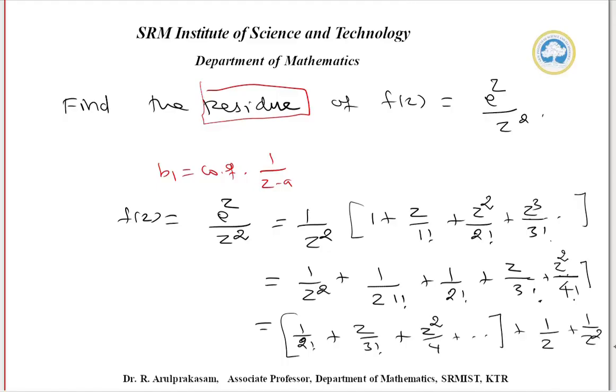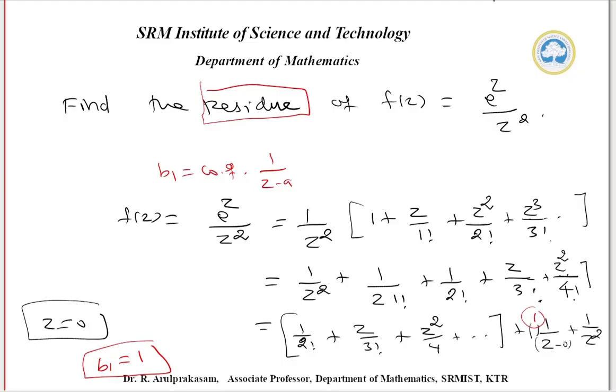What is the definition of residue? My singular point is the point z is equal to 0. About that point, the residue is the coefficient of 1 divided by (z minus 0). What is the answer I am getting? The coefficient value is 1. Therefore my residue b1 is nothing but 1, following the definition of residue.